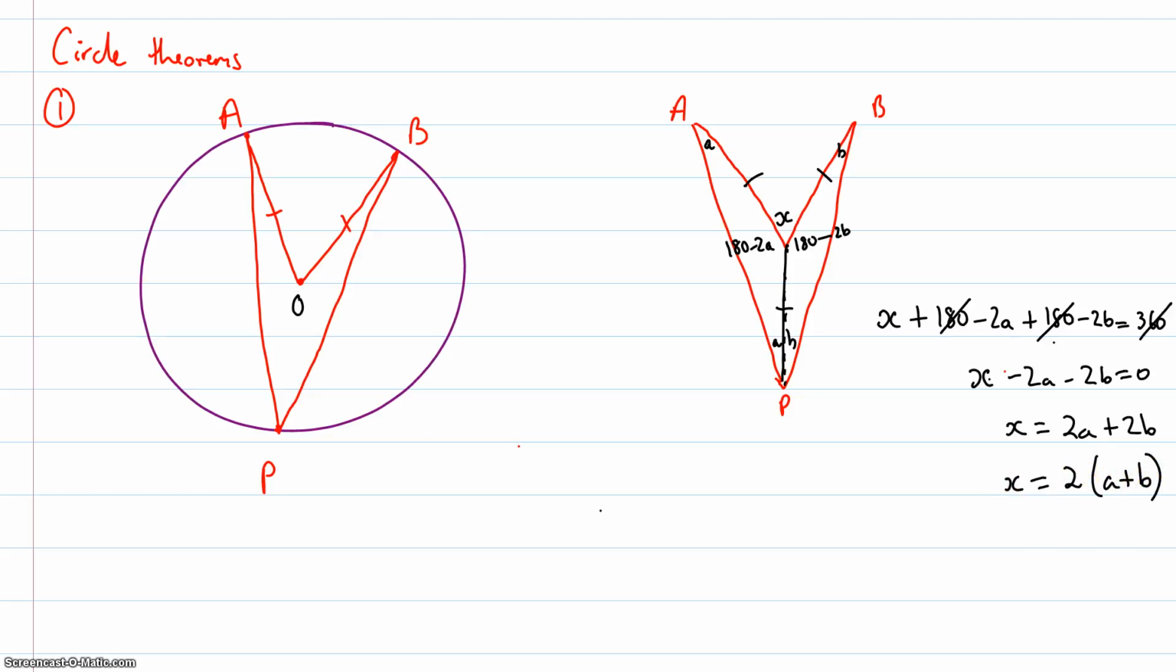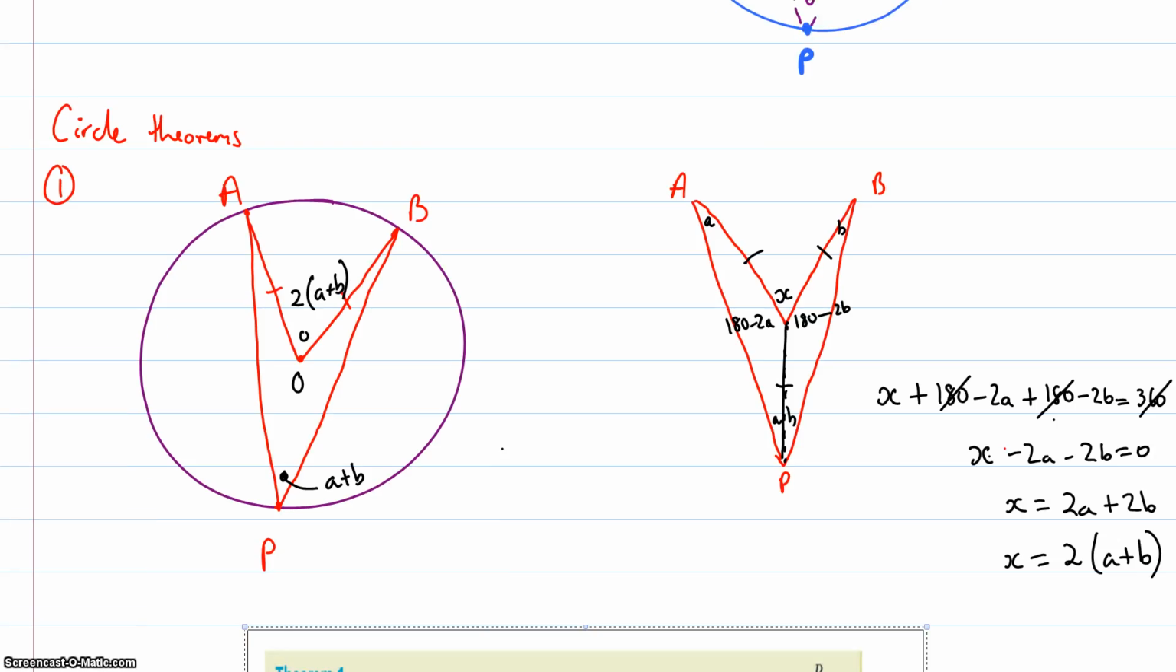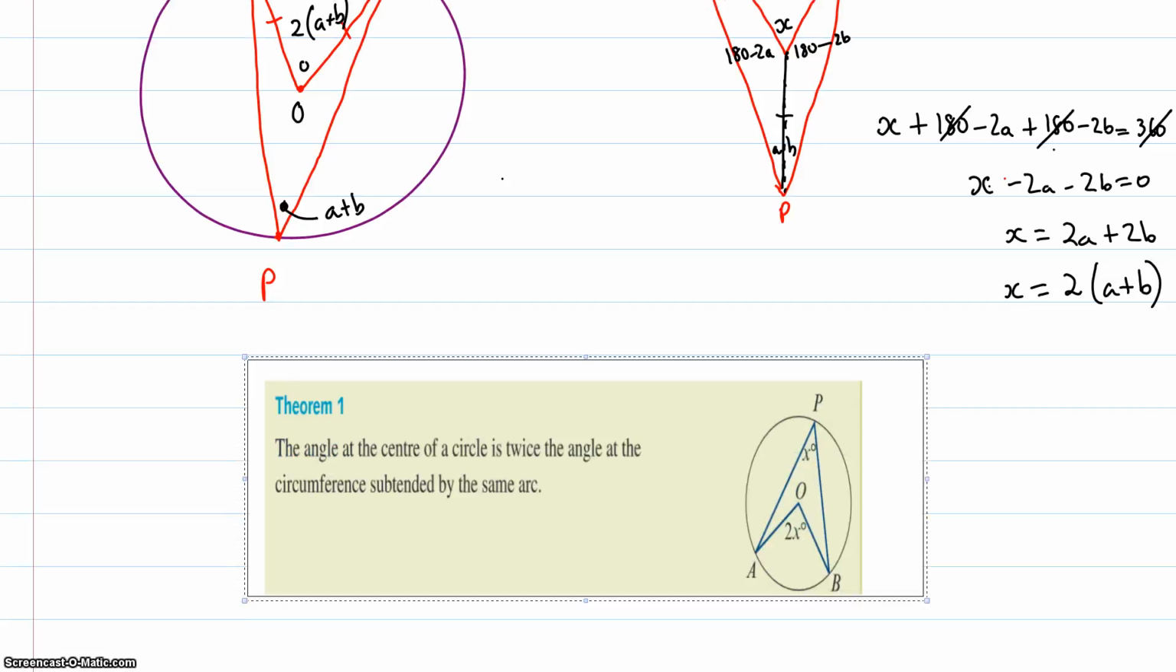Okay, so now I'm coming back to what I originally wanted to work out, and that was this angle here compared to this angle here. This angle here is going to be A plus B, just based on what I had before. This angle up here is going to be 2 times A plus B. So that leaves us with a theorem that the angle at the center of the circle is twice the angle at the circumference subtended by the same arc. You can see from the diagram that if that's X, this one over here is 2X.